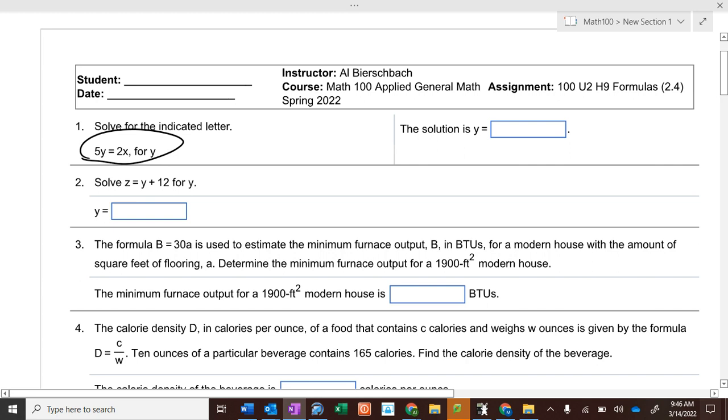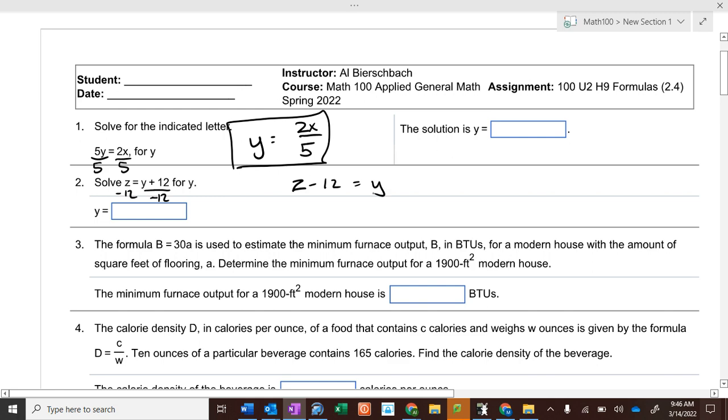Okay, for this first one, we're supposed to solve for y. If I multiply by y on the left side, to solve for y, I have to divide. Okay, so do the opposite. So I'm going to divide. So y equals 2x over 5. Okay, so if I solve for y here, I'm adding 12 to y, so I need to subtract 12. So z minus 12 equals y. Okay, the z minus 12 goes in there.